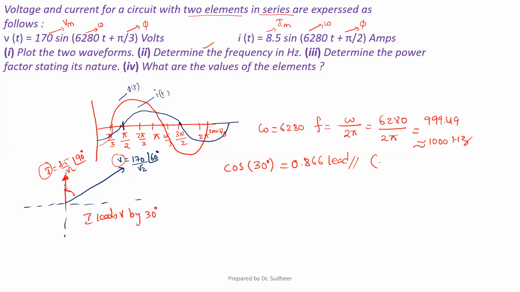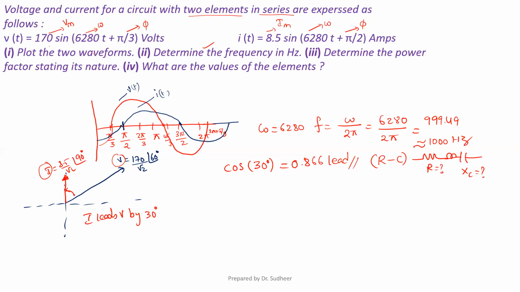He has not asked what the circuit elements are, but we can even solve for the values of the elements. Because current is leading the voltage, the circuit elements are R and C, a resistance in series with a capacitance. I have to find out what the R value is and what the XC value is. The power factor is leading, current leads the voltage.